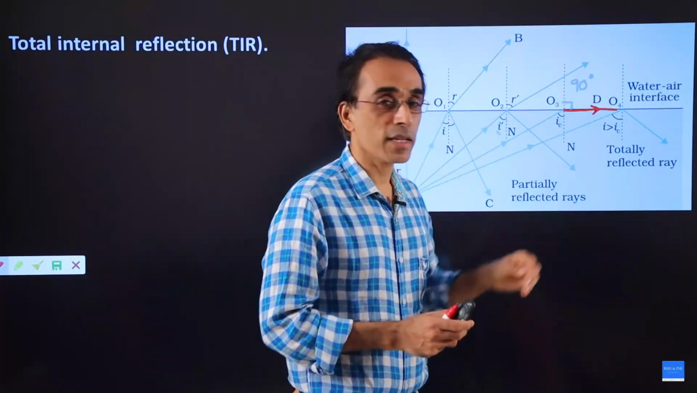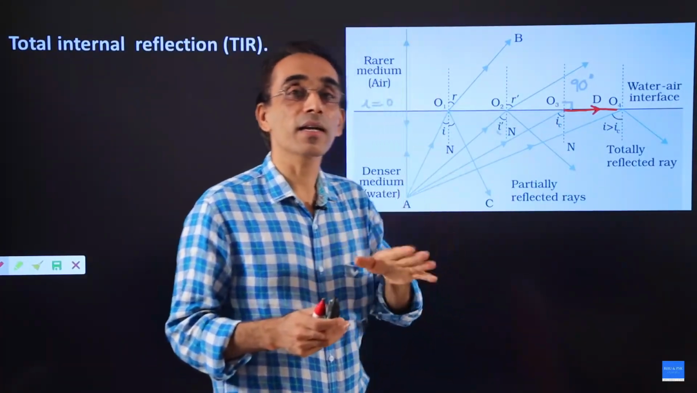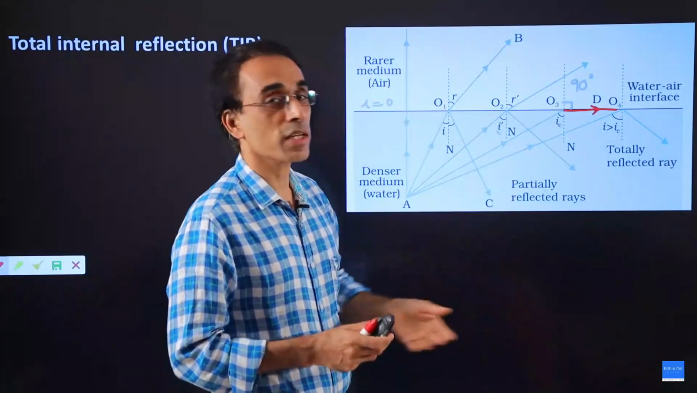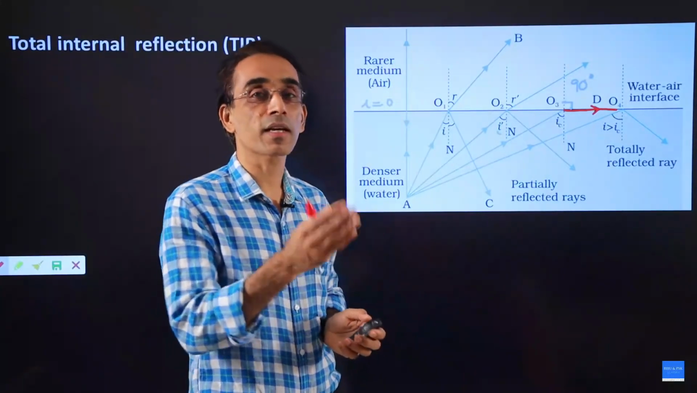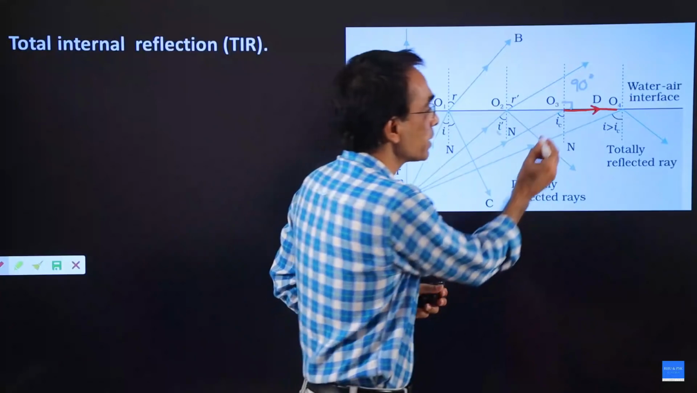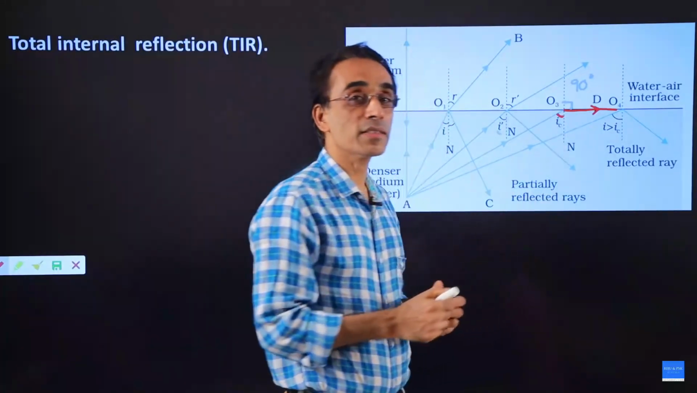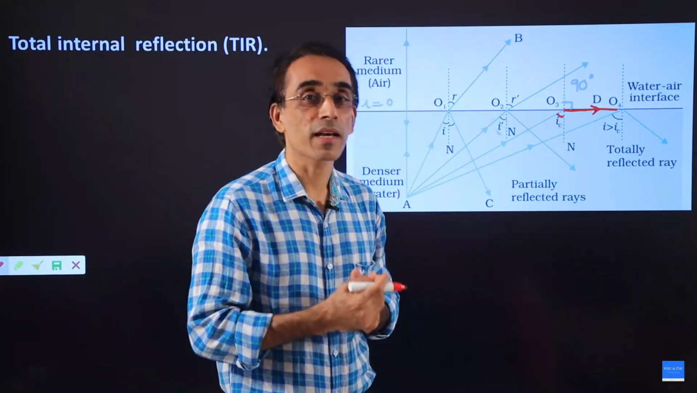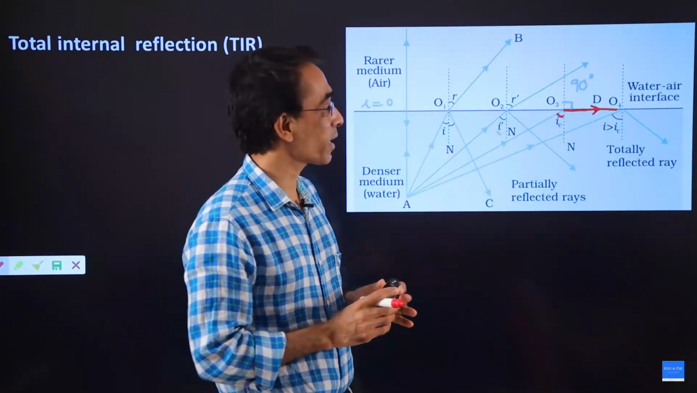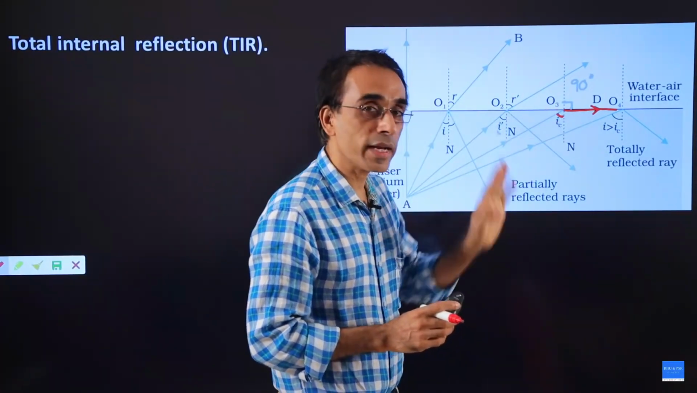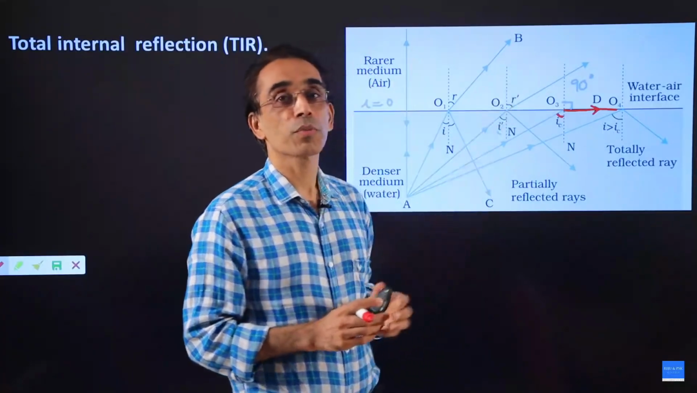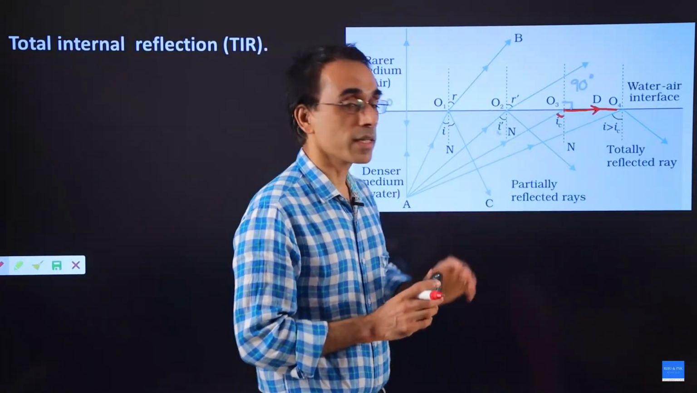So, this light ray is going or taking a critical path. It is not in air, not in water. It is in a critical condition. That's why this angle of incidence is called critical angle. Why is it called critical angle? Because the refracted light ray is not in either of the two media. So, we call it as critical angle.